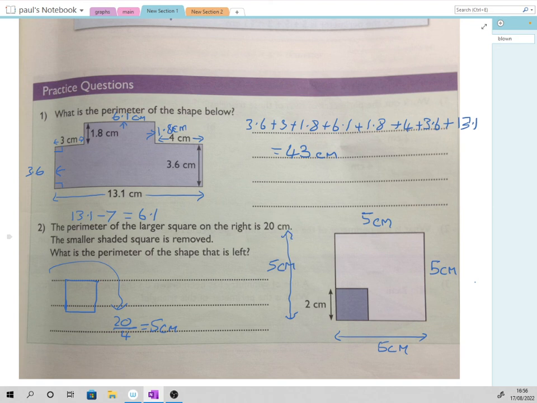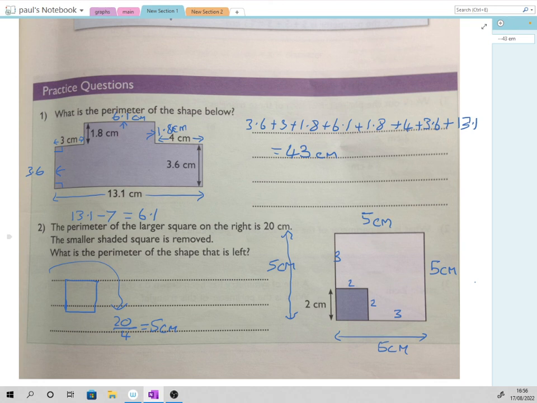Yeah, so right. The smaller shaded square is removed. What is the perimeter of the shape that is left? Right, so it does help. So if that's 5 from top to bottom and this bit is 2, then this bit will be 3. It's a square, so that's 2 and that's 2. And this is 5 and this is 2 there, so this one again must be 3.